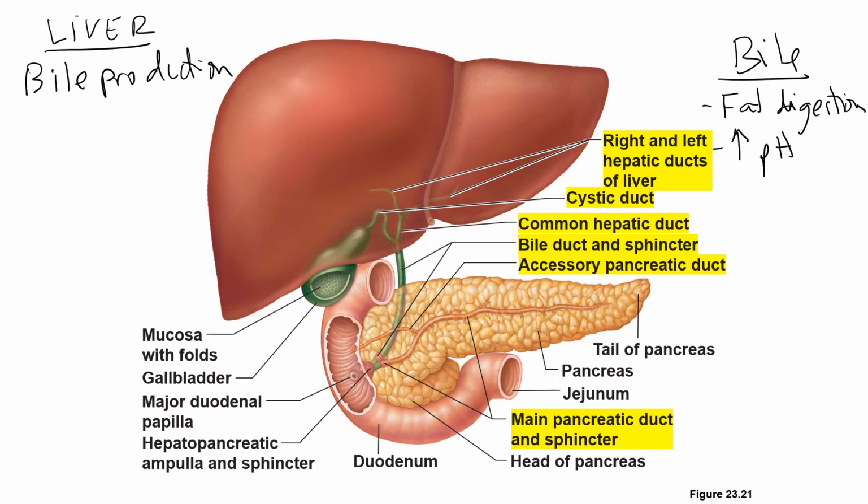Bile is produced by hepatocytes, liver cells, and sent via the right and left hepatic ducts into the cystic duct for storage and concentration in the gallbladder. So the gallbladder stores and concentrates bile.